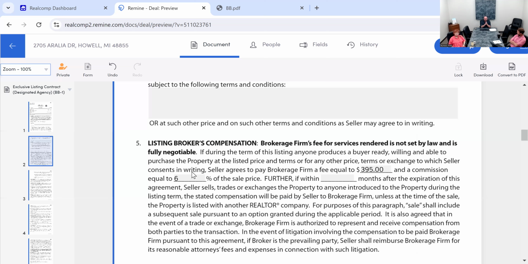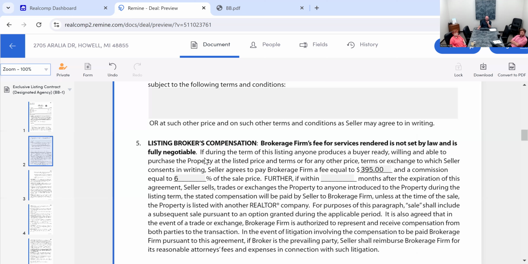So yeah, that's what it is. It's fully negotiable at the brokerage level, but at the agent level, it's what you as an individual agent want to do with your business. Right, and just choose your words carefully. Yes.